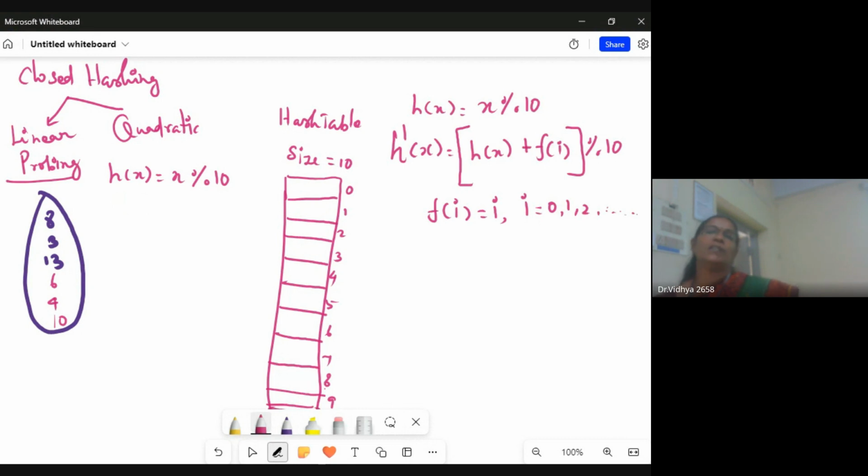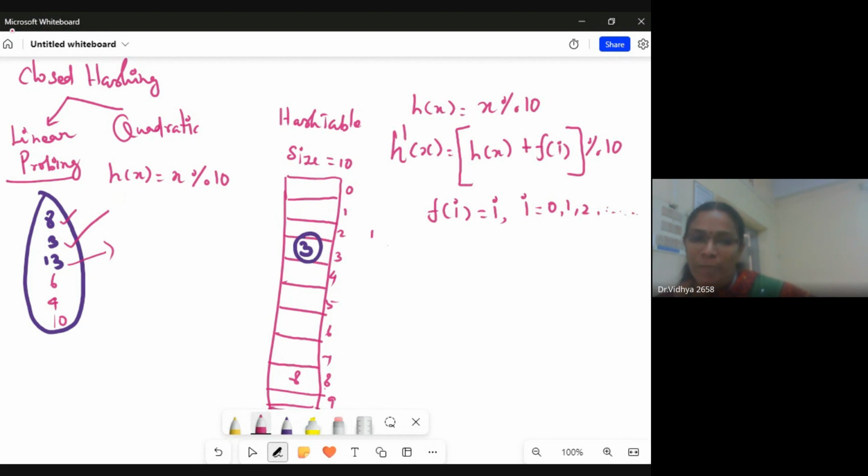Okay, so this is the formula. Let us take this particular 8. Obviously 8 can be placed at position 8, there will not be any collision. 3 can be placed at position 3, so there will not be any collision. But when we come to the value 13, we will be facing a collision, right? So why are we getting the collision? We already have element 3 at that place.